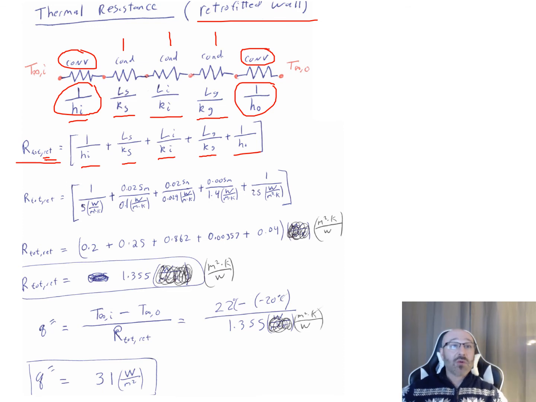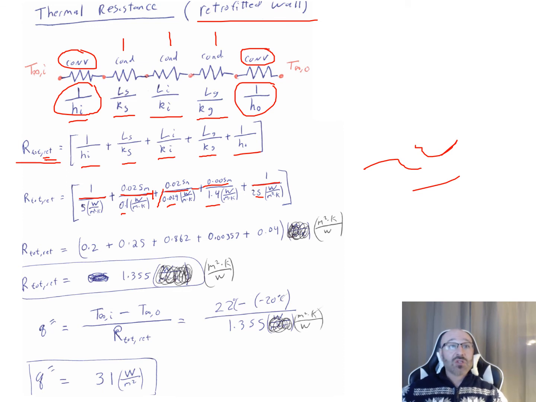We do that, and we end up with 1 over 5, 0.025 over 0.1, 0.025 over 0.029, 0.005 over 1.4, and 1 over 25. Now pay attention to your units, do out your unit analysis, make sure everything's in meters and not in millimeters. We were lucky enough that we thought about that in advance and converted them to meters rather than millimeters to begin with. So it is a straightforward plug. We don't have to do any side conversions and get more messy, or put a conversion factor into our equation. It's nice and neat, keeps things simplified.